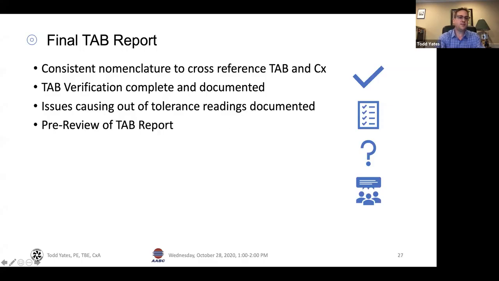And this is essentially the pre-review of the TAB report. We have found that engineers are much more likely to accept a TAB report when they know that commissioning has been involved as well, and that there are two sets of eyes looking at it. Number one, it creates a better report, and two, it creates a sense of security for the designer, knowing that the commissioning provider looked at it and did TAB verification. I feel good about it going in. So as they review it, they have a different mindset.